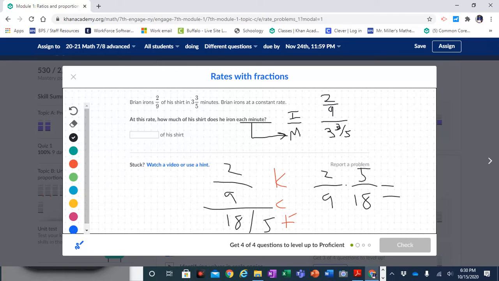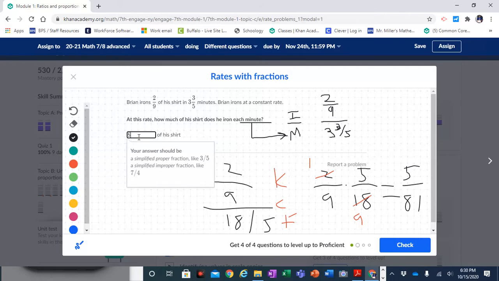Unfortunately, nothing can simplify. Well, actually, we can simplify. The 2 goes into 2 once, and the 2 goes into 18 9 times. So 1 times 5 then is 5 over 9 times 9 is 81. So that would be 5/81.